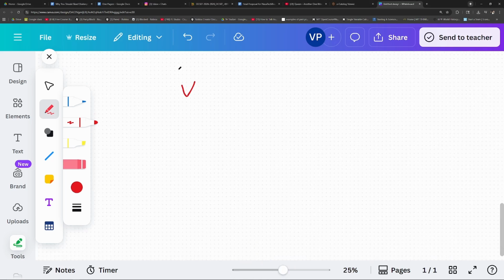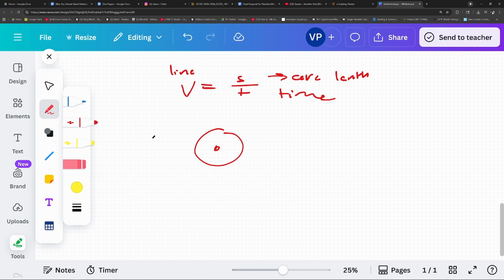So, the formula for linear speed is s over t, where s is arc length over time. Imagine a circle that moves this much over like 10 seconds. When you make it a straight line, it moves this amount of distance s in t time.